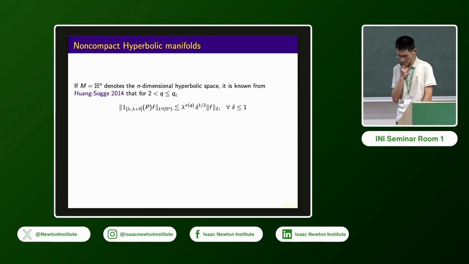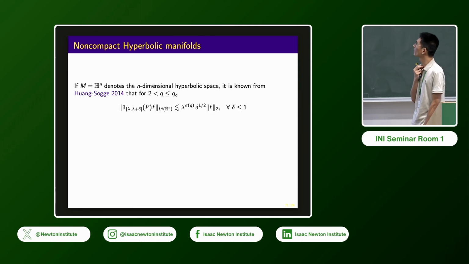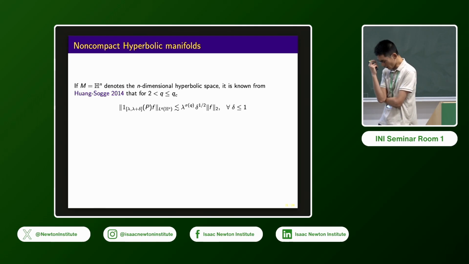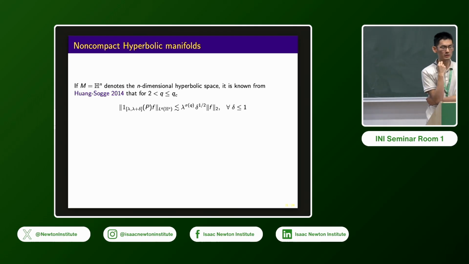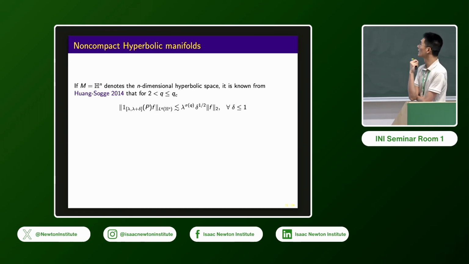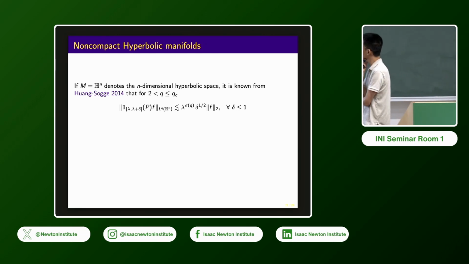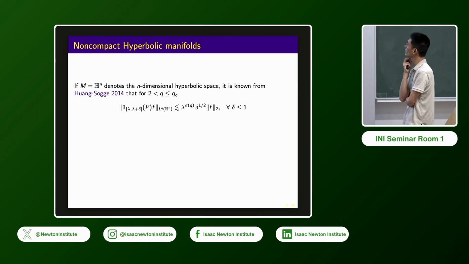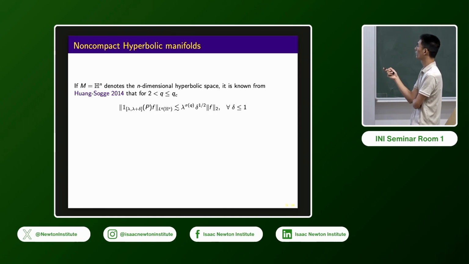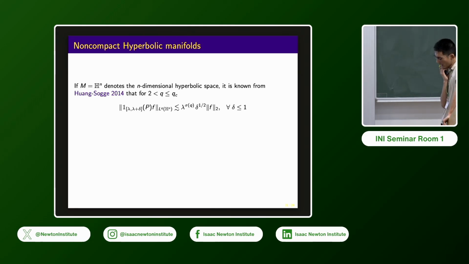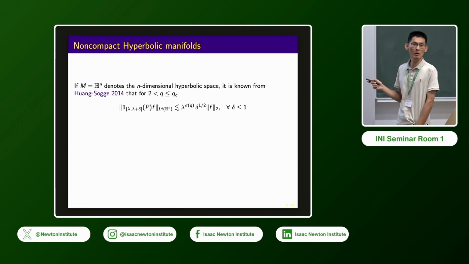Now let's discuss some examples of manifolds where delta can be smaller than 1 over log lambda. The first example is hyperbolic space without any quotient. It follows from earlier work of Huang and Sogge in 2014, saying that for Q bigger than 2 and up to infinity, we have a gain of square root of delta in the spectral projection estimates for arbitrarily small delta. This is not surprising, since we have an explicit expression for, for instance, the spectral measure on hyperbolic space.